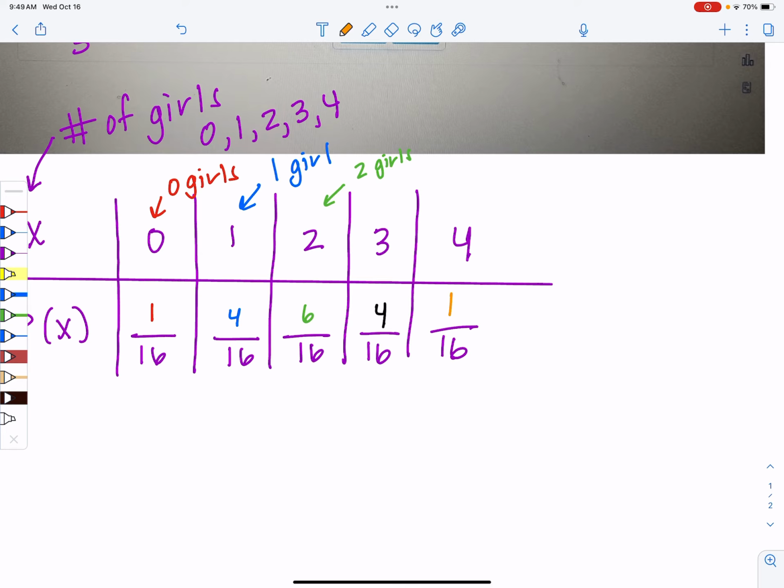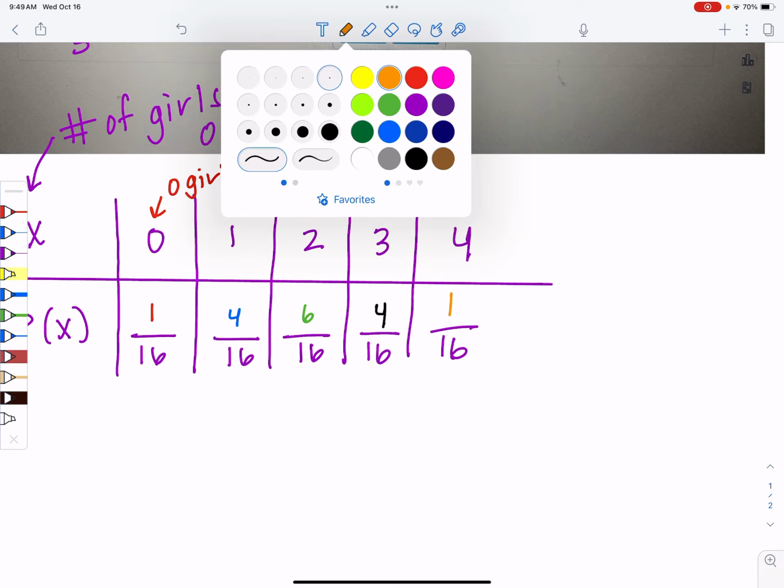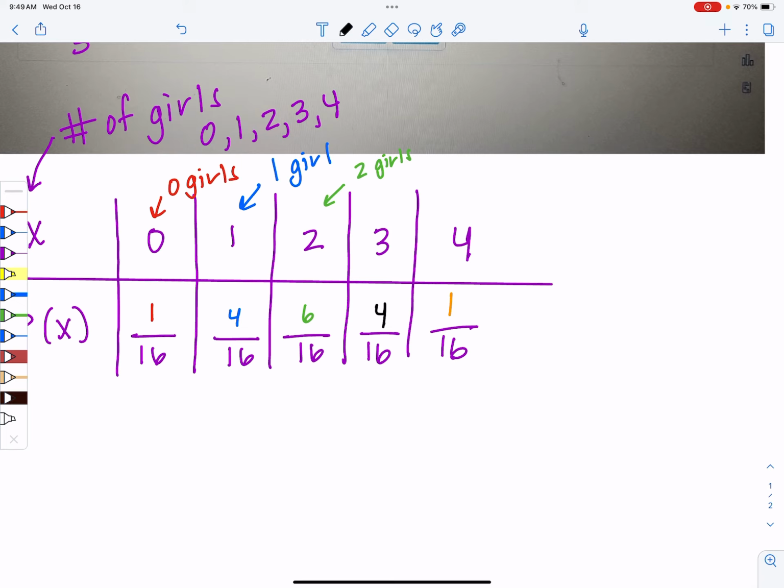Now, depending on how it wants you to enter your answer, you could put these into your calculator and get the decimal form. Or if it says make sure to use simplified fractions, all right, 4 over 16 would reduce to 1 over 4. 6 out of 16, you could divide each by 2, and you'd be left with 3 out of 8. And then this again would simplify to 1 out of 4.